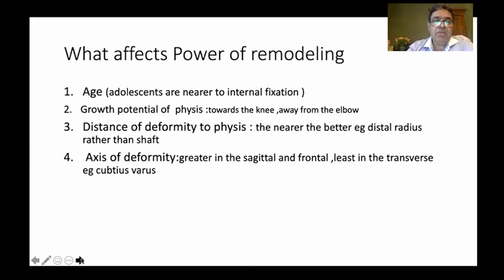The third point is the distance of the deformity from the physis itself. The nearer the deformity is to the physis, the more the remodeling capability. And lastly, all of you know that we have a great capability to remodel sagittal plane deformity, the flexion and extension, and less capability to remodel varus and valgus, and very mild capability to remodel rotational deformities.